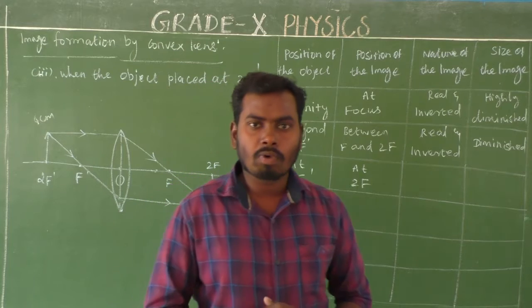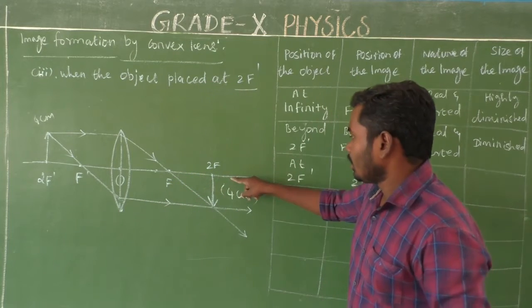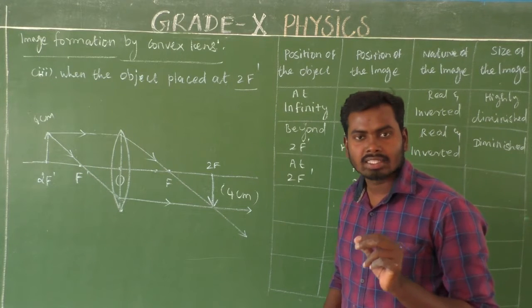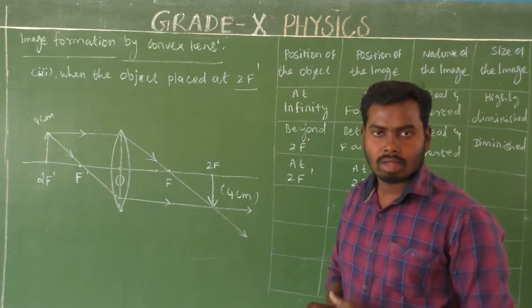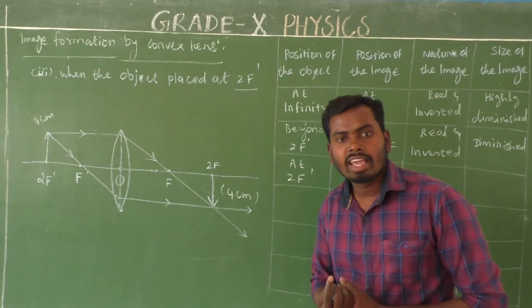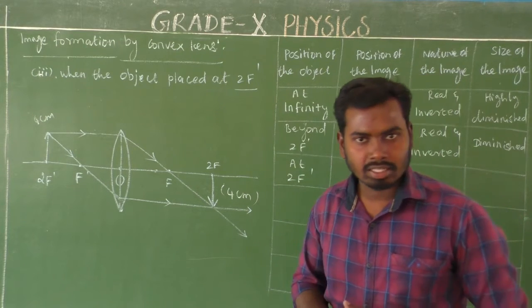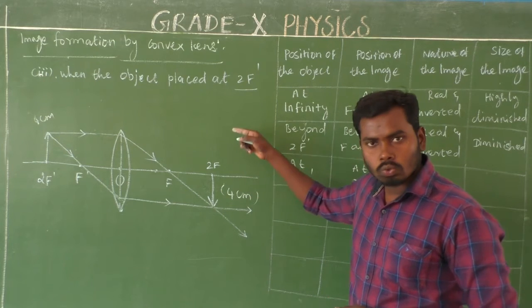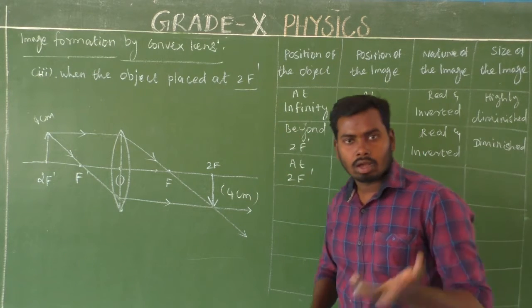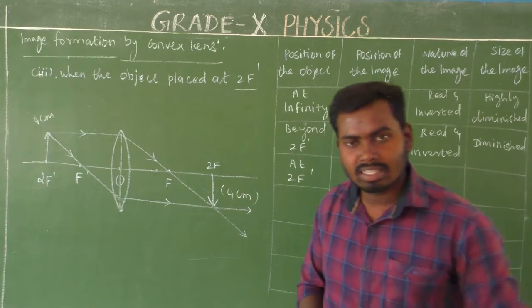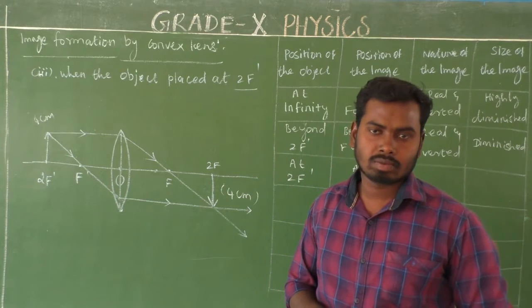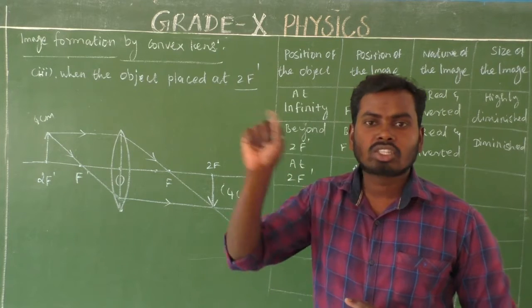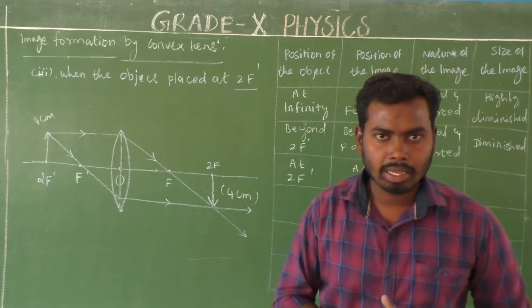If the image is formed below the principal axis, that image is considered as what image? Real image. Am I right? So all real images are inverted images. Is it clear? Next, if the image is formed above the principal axis, that will be considered as a virtual image. So all virtual images are erect images. Is it clear?